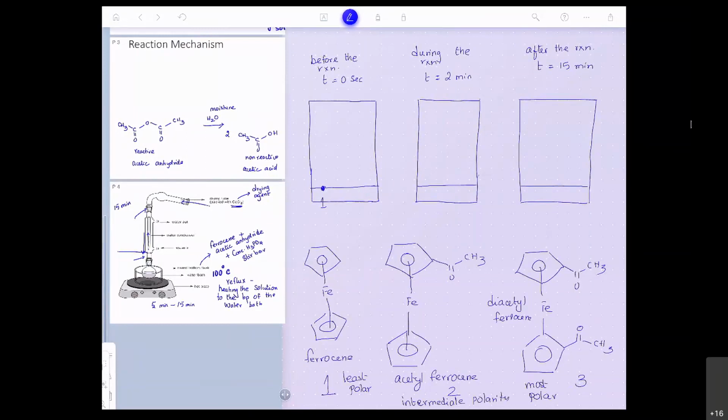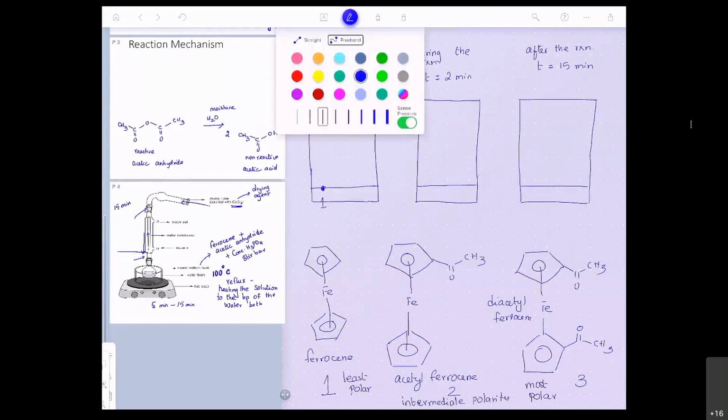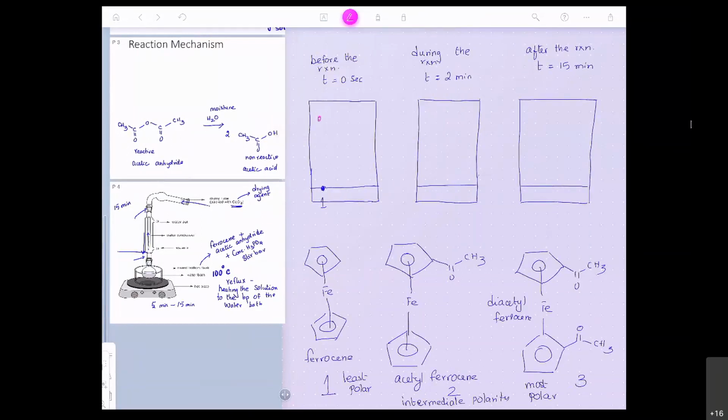Okay, so I'm going to spot 1, which is ferrocene, and what's going to happen is it's going to travel pretty high up. So this is ferrocene because it's not polar. Anything that's not polar is not going to bind to the plate. It's going to go pretty high up.